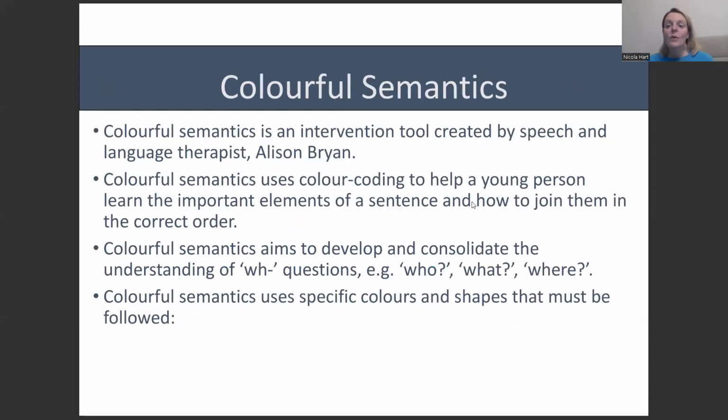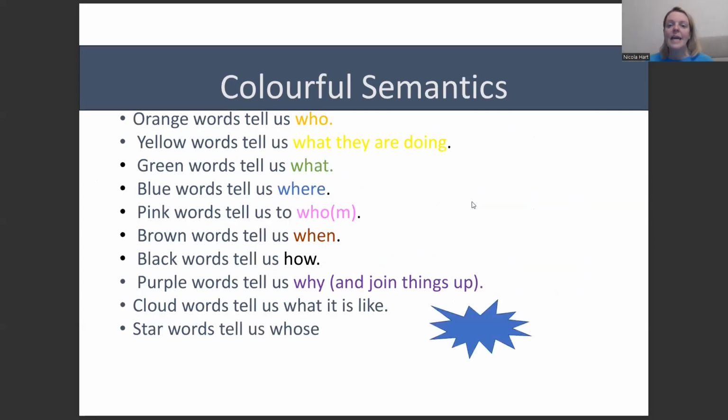Colourful semantics. A lot of you have come across colourful semantics, and a lot of the CDNTs are now using these with children. So if you are getting resources back from the clinic, it can often be colourful semantics. These are used to develop and consolidate the understanding of WH questions, and also to support the production of nice sentences. Also, if you understand the WH questions, it's very easy then to produce the questions or to produce the sentences. It's based on color, obviously, and you'll see that the interrogatives or the WHs are represented by different colors.